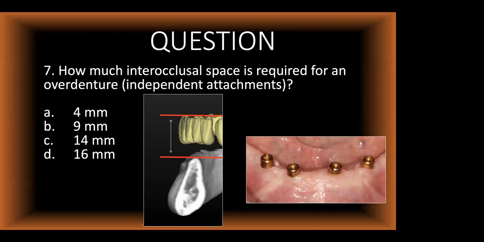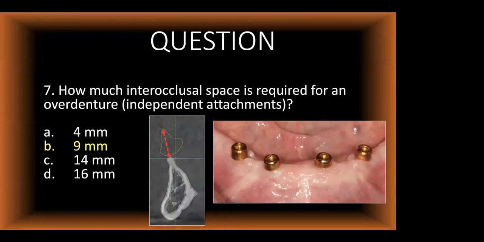locators. So from the ridge to where the incisal edge is, is it approximately 4 millimeters, 9 millimeters, 14, or 16 millimeters? So what is the minimum amount of interocclusal space for, in this case, a locator attachment, which is the lowest profile attachment? Okay, Robert? Okay, B is correct, 9 millimeters.